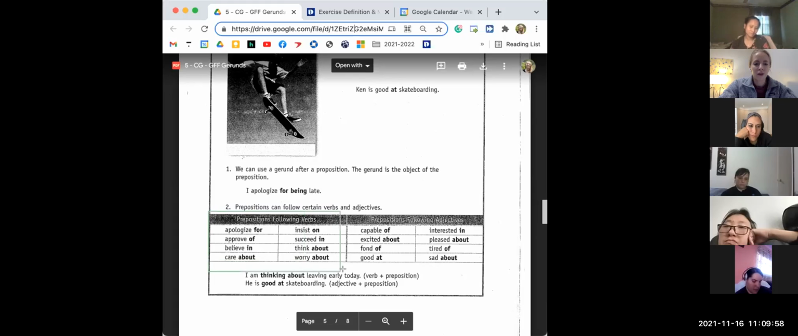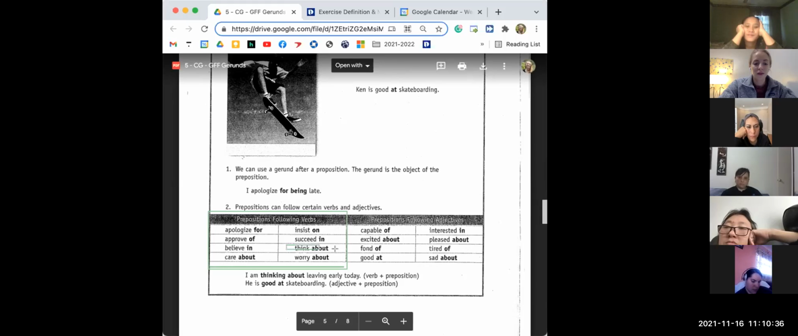Prepositions followed by a verb. Then we follow with a gerund form as well. Apologize for, approve of, believe in, care about, insist on, succeeded in, think about, and worry about. With these verb and preposition combos, we'll always follow with a gerund as well.